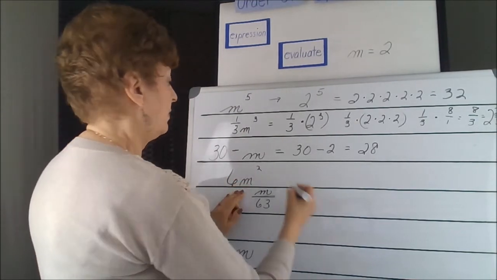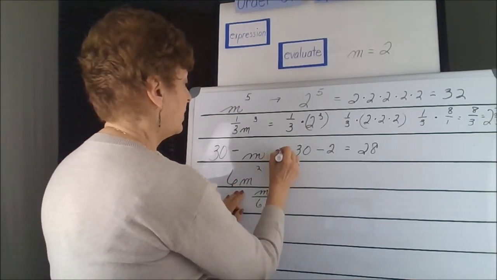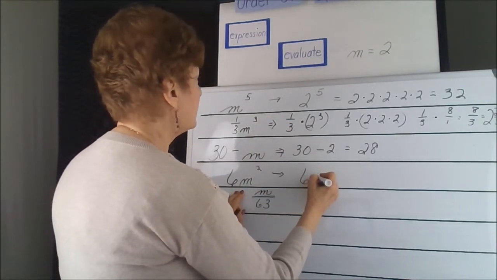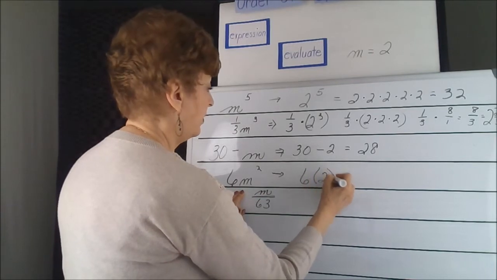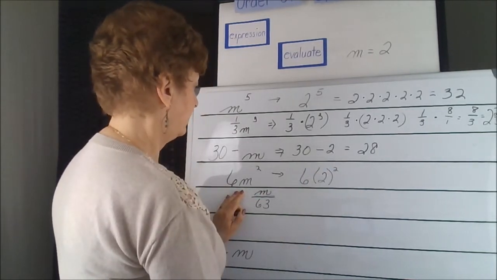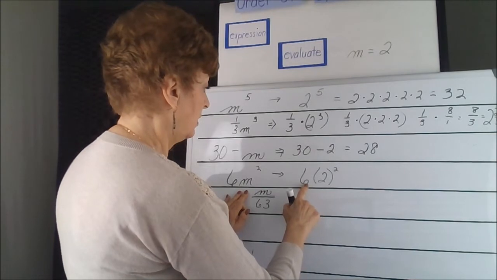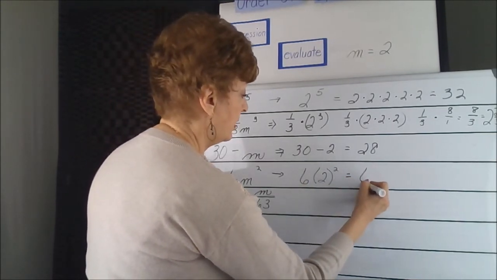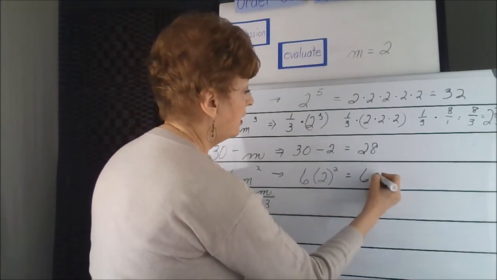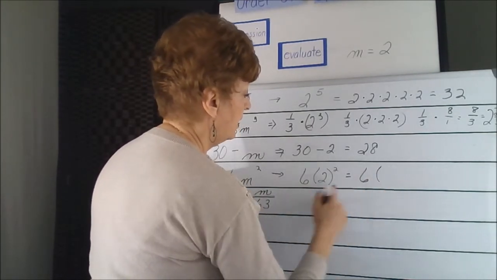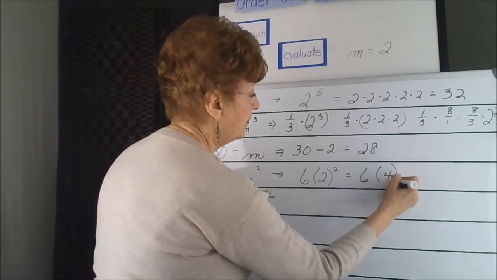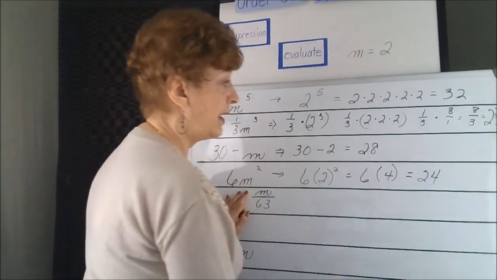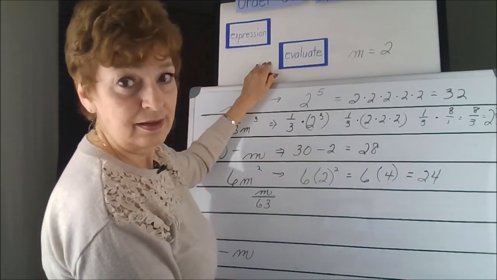6m squared. So this is going to go, these are all arrowed out. 6 times 2 squared. We have to do our exponent first. So we're going to copy this over, times 2 times 2 is 4. 6 times 4 is 24. We have evaluated the equation.